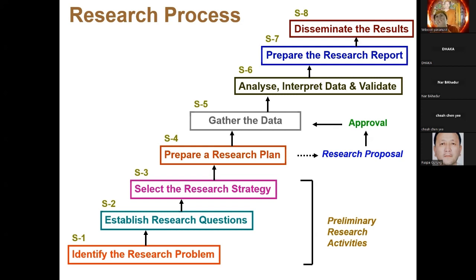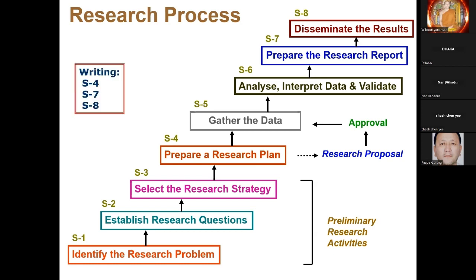So first, second, and third, these are called preliminary research activities: identify the research problem, establish research questions, and select the research strategy. So these are the preliminary stages or activities related with the research scholar who is supposed to get registered for the PhD course. And after that, whenever he is registered for the PhD course, then he has to make a research plan, and then from here the next stage starts.